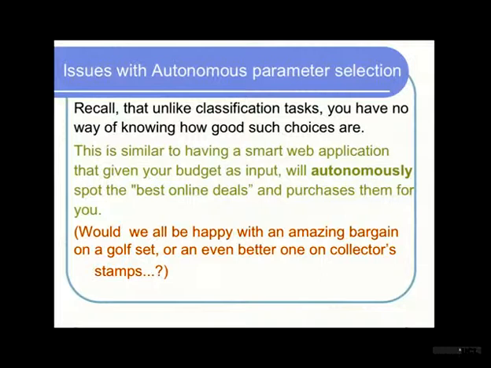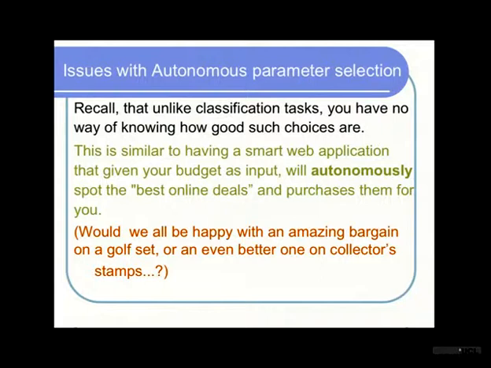So how happy you will be? You don't have to worry about what to buy. My algorithm will search the internet, find the best deals for you. But of course, what if there's an amazing bargain on golf sets and you don't care about golf? Or an amazing bargain on collector stamps, I don't know. You will never be tempted by an application that does shopping for you, finds the best deals. But people are tempted by a clustering algorithm that does all the choices for you and finds the best clusters for you.